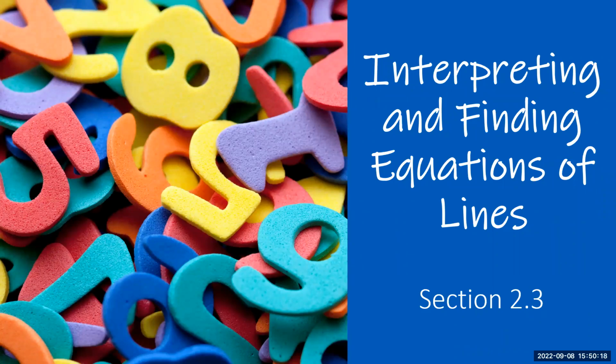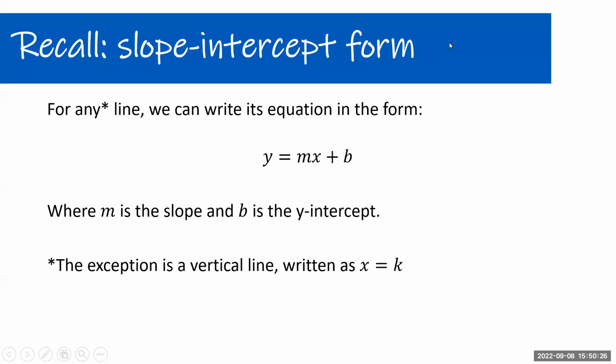Today we're going to talk about section 2.3, which is interpreting and finding equations of lines. Remember from our last lesson that slope-intercept form is one way that we can write an equation for a line. For any line, almost any line at least, we can write its equation in the form y equals mx plus b.